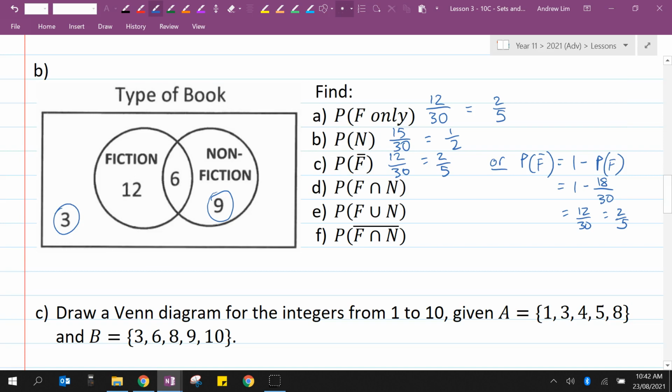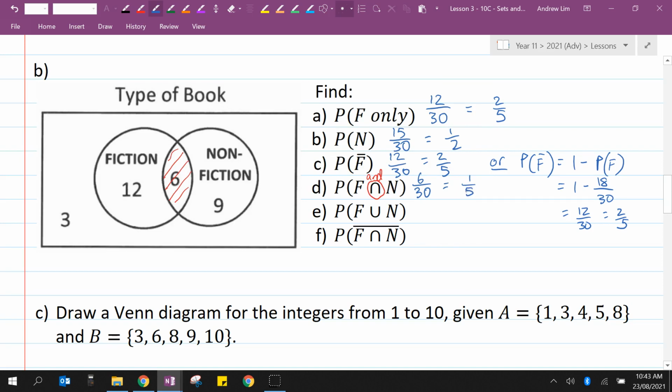Alright, let me have a go with question D with you, and then you can pause the video and have a go with E and F. Find the probability that someone selected at random likes both fiction and non-fiction. Okay, it's always important for you to remember what that symbol means. That means and. And because that's and, we're talking about the intersection where they overlap. 6 people. Only 6 people out of the 30 like both fiction and non-fiction. So that's 1 out of 5.